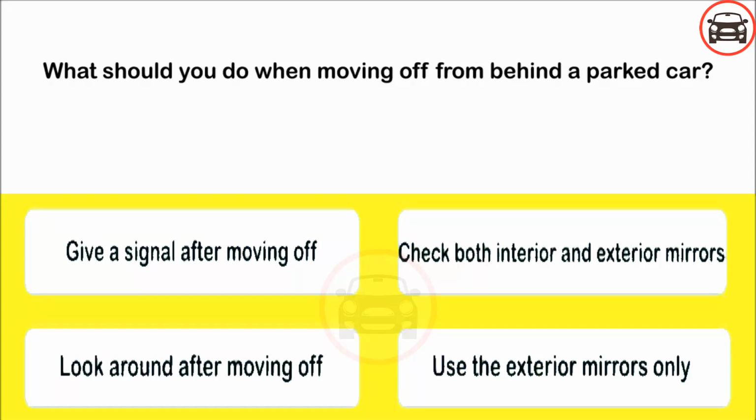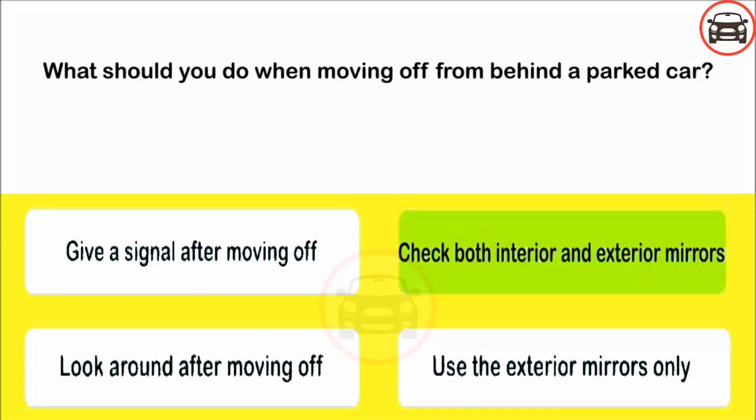What should you do when moving off from behind a parked car? Give a signal after moving off. Check both interior and exterior mirrors. Look around after moving off. Use the exterior mirrors only. Check both interior and exterior mirrors.